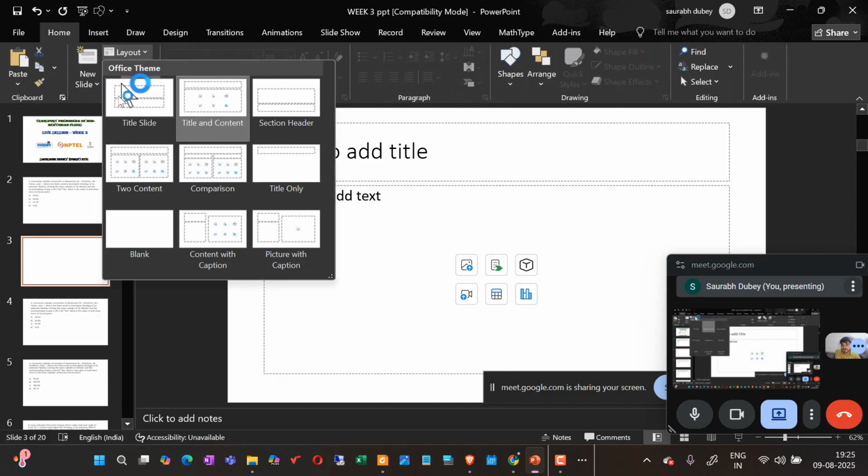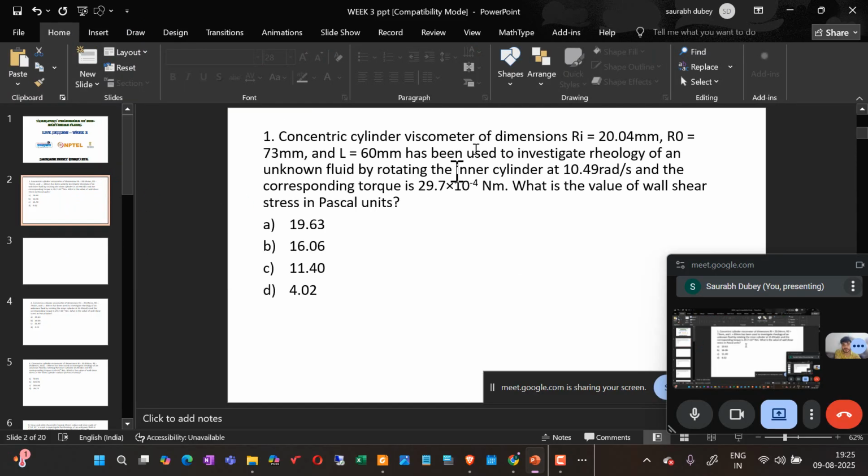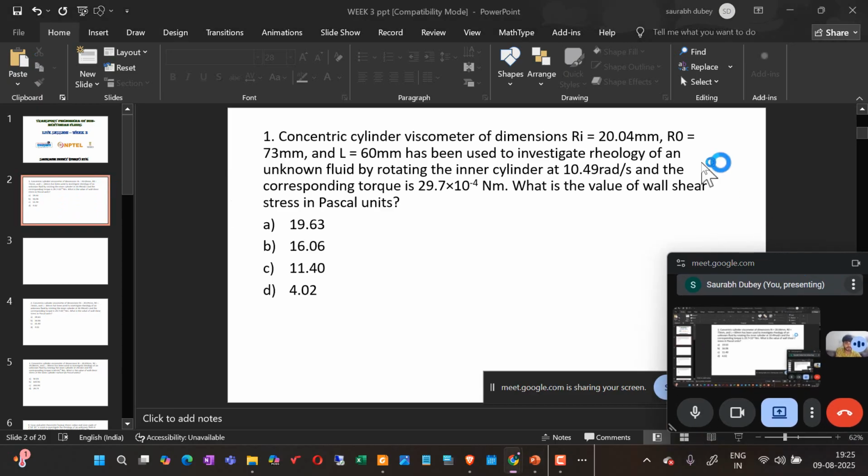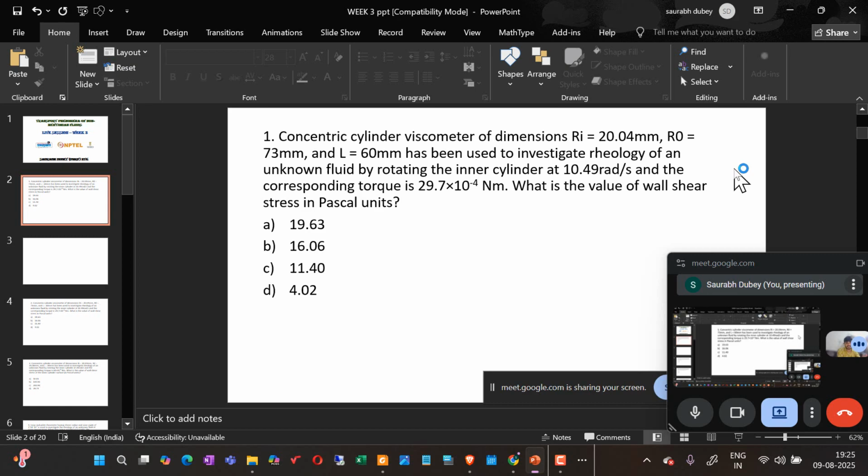So in this particular question, what is given? Just see: a concentric cylinder viscometer of dimension Ri. The inner radius is given as 20.04 mm. By the way, these values are fairly realistic, as per the instrumentation used in day-to-day experimental activities in laboratories and industries. So Ri equals 20.04 mm, and the outer radius Ro equals 73 mm, right?